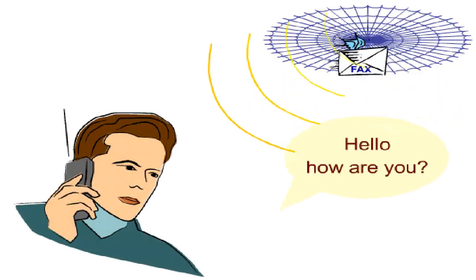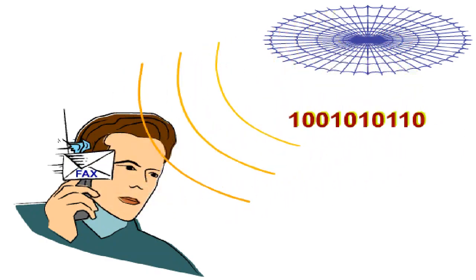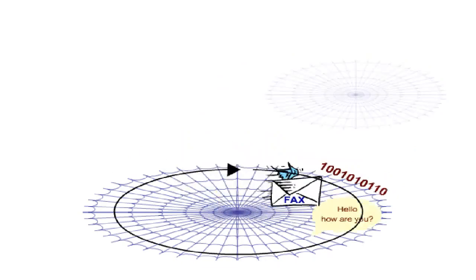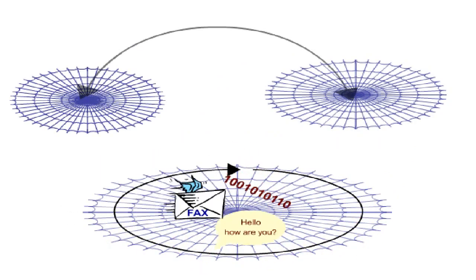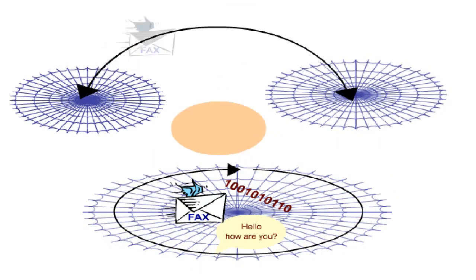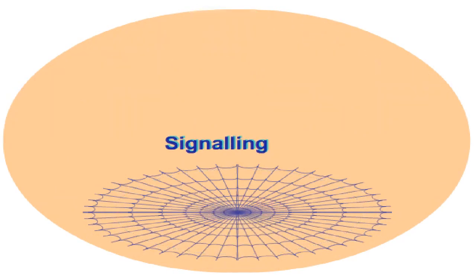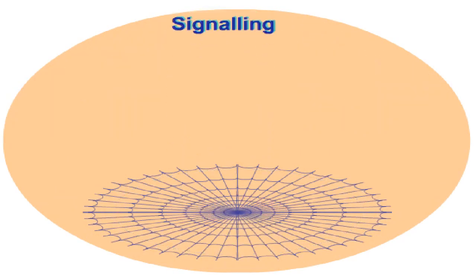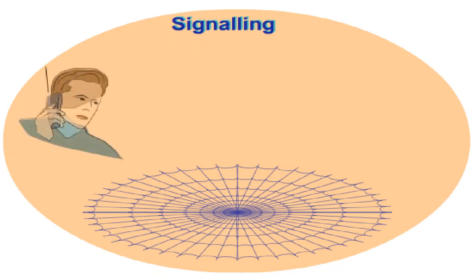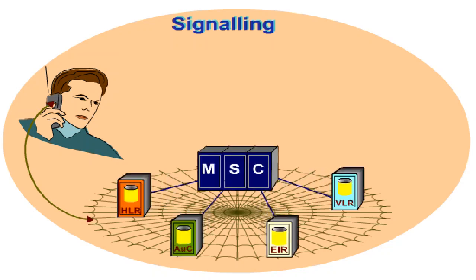To enable GSM customers to use speech, fax and data services wherever they are within the network, information and data must be exchanged within as well as between different networks. This process is called signaling. To set up a call, signaling takes place between subscriber interface points, that is, between the user and the network, as well as between different network elements.